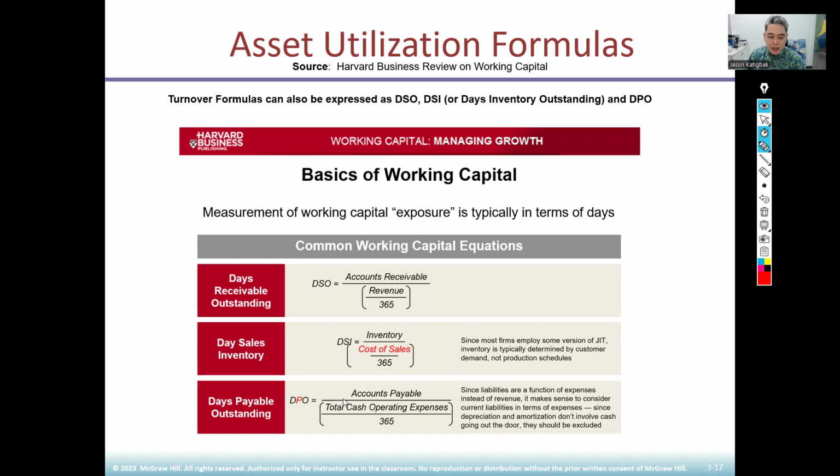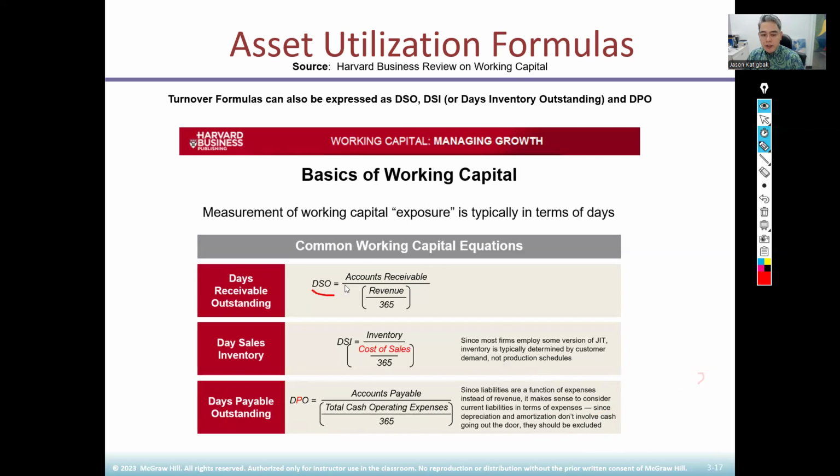Days payable outstanding is accounts payable divided by what you pay in operating expenses in cash, divided by 365. What does it tell you? How fast you are paying your vendors. These are additional information, I would say. Most of the items that you're discussing in class or in the book do not include DPO, but it's good for you to know. So what were you trying to do? If I have a DPO number and it shows it's, say, 25.